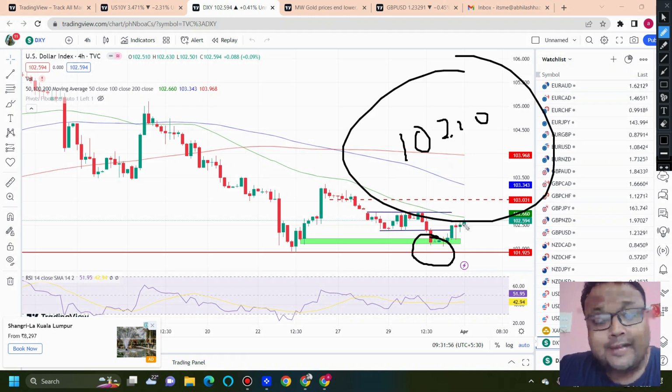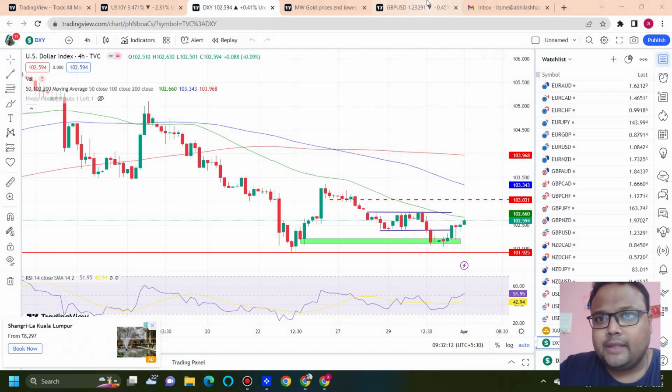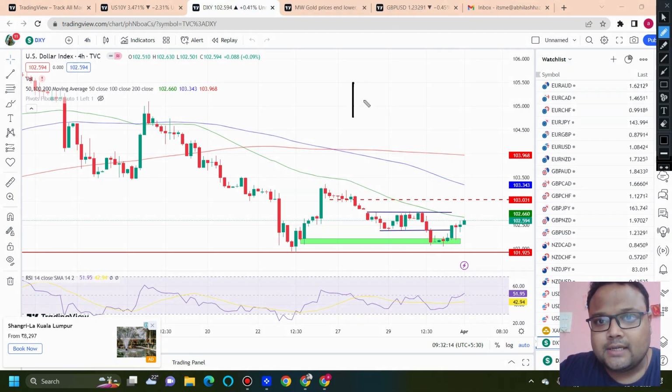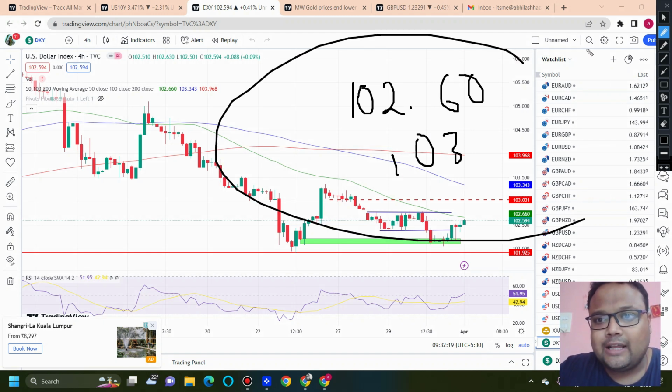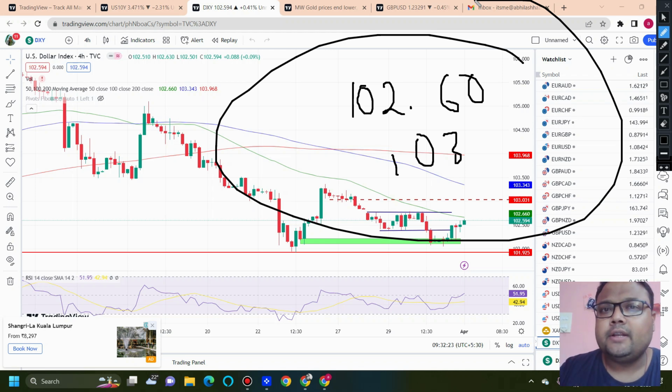102.10. And right now we can see that DXY is trying to recover, but we cannot deny the fact that the chart is under the dominance of sellers. As a result, the road will not be very easy for DXY. After a market opening, even if DXY tries to recover, there will be resistances, there will be sellers sitting around 102.60 and 103 level.